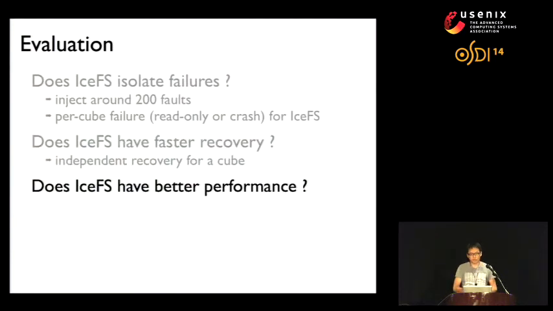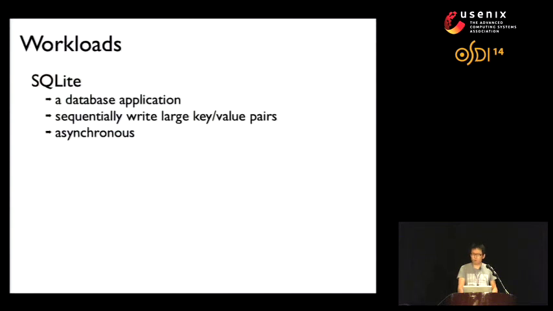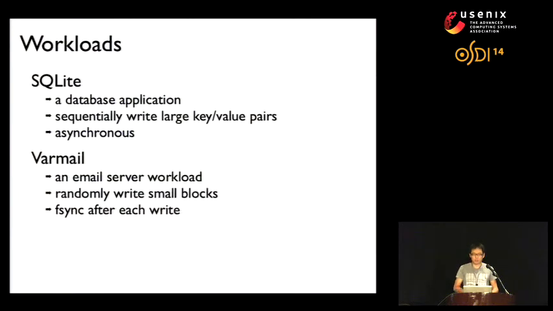The next question we want to ask is, does IceFS have better transaction performance? So we run two simple workloads. The first is a database application, SQLite. It sequentially writes large key-value pairs asynchronously. The second one is an email server workload, Varmail. It randomly writes a lot of small blocks and then calls fsync after each write.